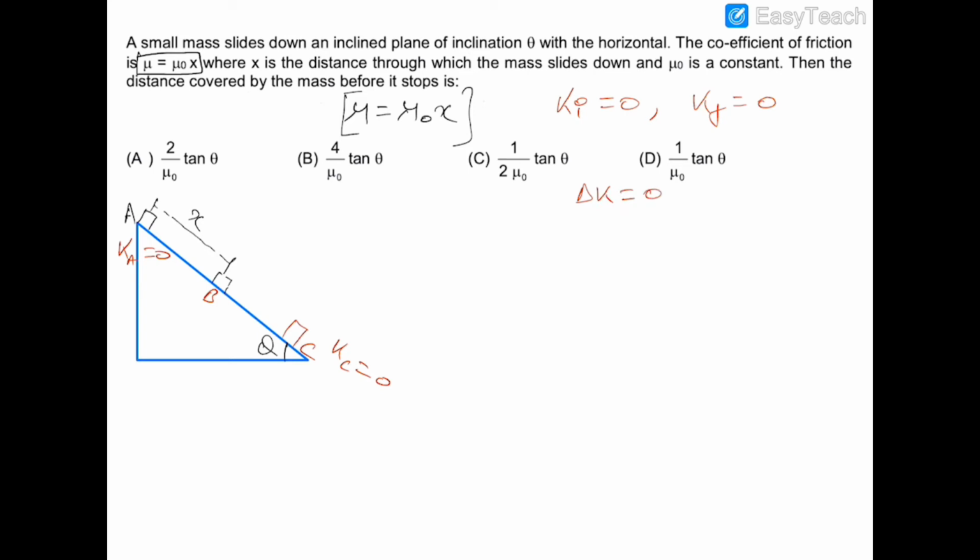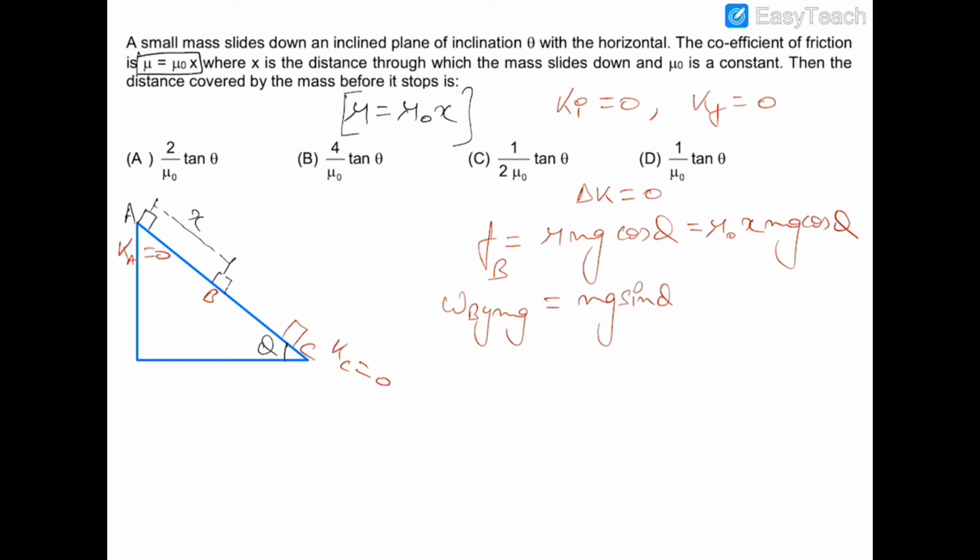Now when this block is moving down, and when it is at point B, then the friction force acting at point B will be equal to mu into mg cos theta, where mu is variable. So F_B will be equal to mu naught x into mg cos theta. And mg sin theta will be acting on this block in the downward direction. So when this block is going down, work done by mg will be equal to mg sin theta, which is acting along the inclined plane in the downward direction, into the distance. Let's suppose x naught is the distance from point A to C, where the block has finally come to rest.